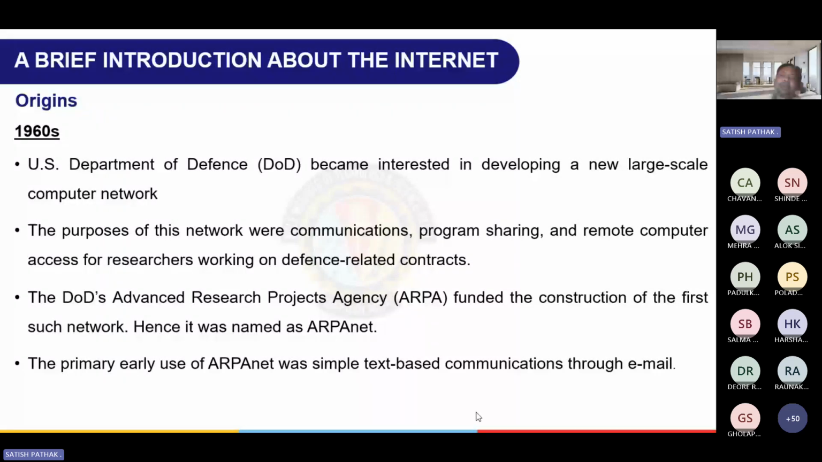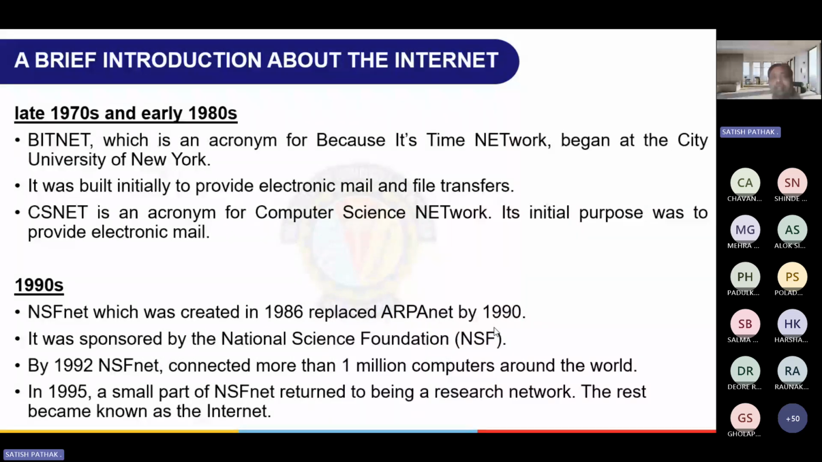The primary and early use of ARPANET was simple text-based communication through email. Remember, we also talked about email. Don't say that email was not there. That is how the journey started. Then slowly everyone started pitching in. There was BITNET, which began at the City University of New York. Then there was CSNet, an acronym for Computer Science Network. Its initial purpose was to provide electronic mail. So they also chipped in to help build the entire system.